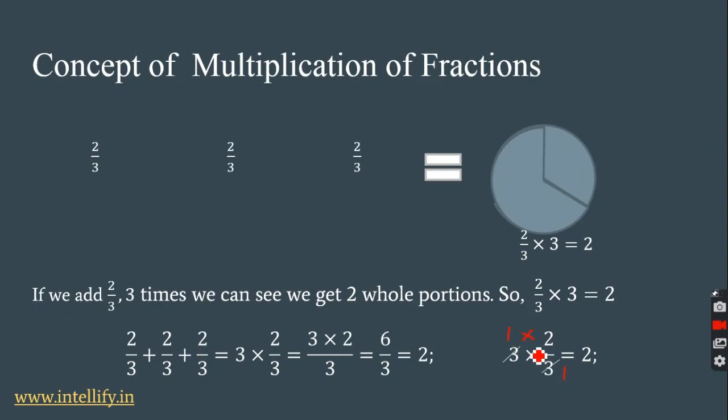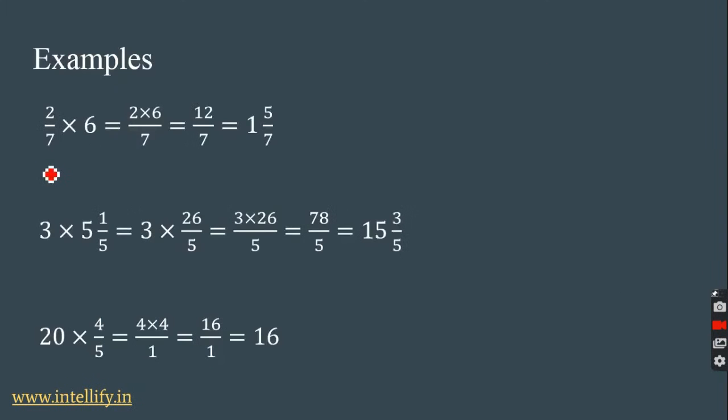Now here are some short examples for you. 2/7 into 6. So first we check if we are able to reduce the denominator. 6 and 7 are co-prime, so they basically can't be reduced any further. So let's now go ahead with multiplying the numerator. 6 into 2 is 12, so the answer is 12/7. We can represent it in a mixed fraction which is 1 5/7.